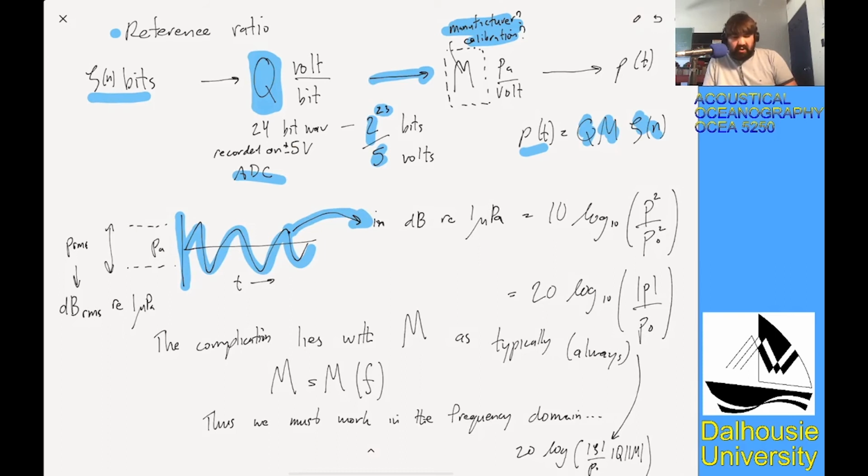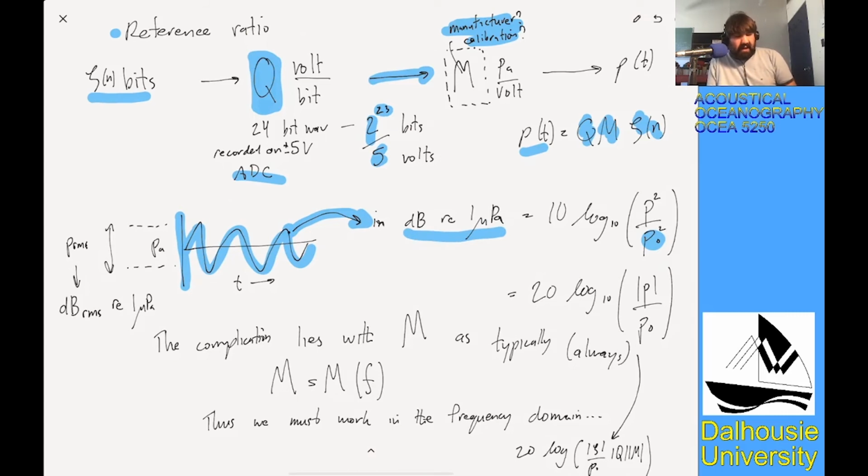And it's quite simple. You would just take that pressure reading, put it in your formula, square it and divide it by the reference pressure, which is 1 micropascal, and of course it has to be squared as well, and that would give you this value in dBs re 1 micropascal. You could also do 20 log of the absolute value, of course.